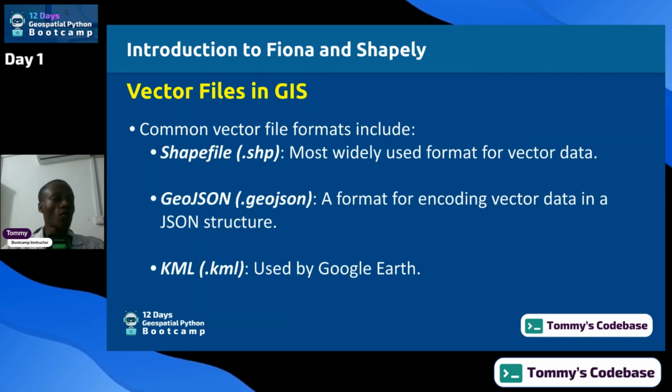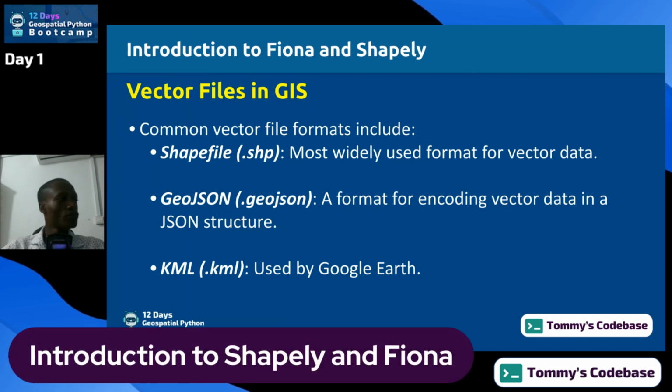And so some of the common vector files in GIS. We have the Esri shapefile, that is the most widely used format for vector data in GIS. If you are a GIS person, then you should know about the Esri shapefile. And there's also one called GeoJSON. JSON is short for JavaScript Object Notation.